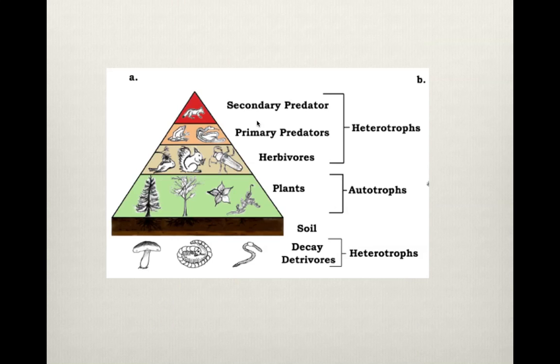It is important to have nutrient-rich soil because plants rely on the soil, herbivores rely on plants, and primary and secondary predators rely on herbivores. As you can see, each trophic level relies on each other, and each trophic level is very, very important to the ecosystem.